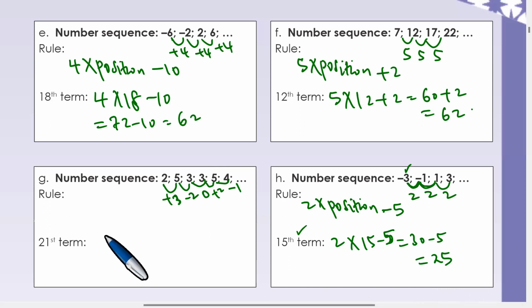Okay, I'm going to leave this one as your homework. It's your home activity. I'm going to check this one in our next meeting. Homework? You need to finish it. You need to find the rule and the 21st term.